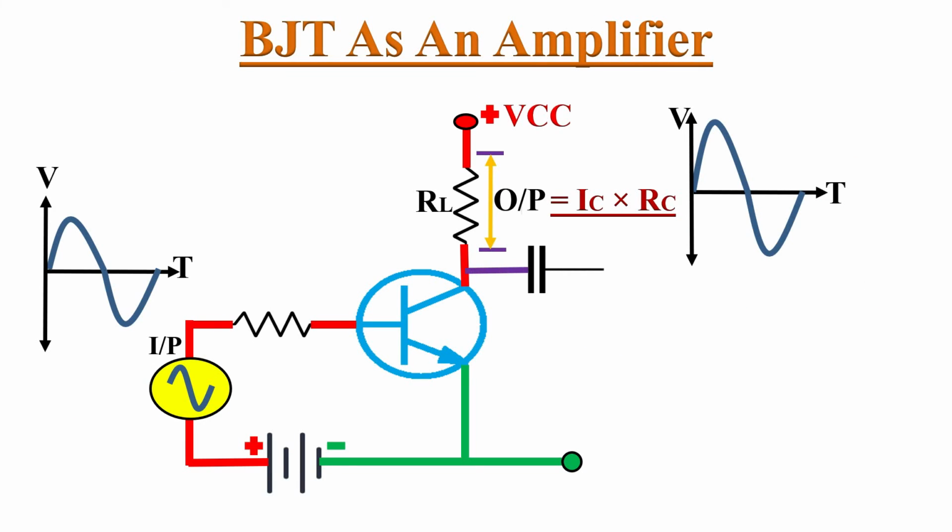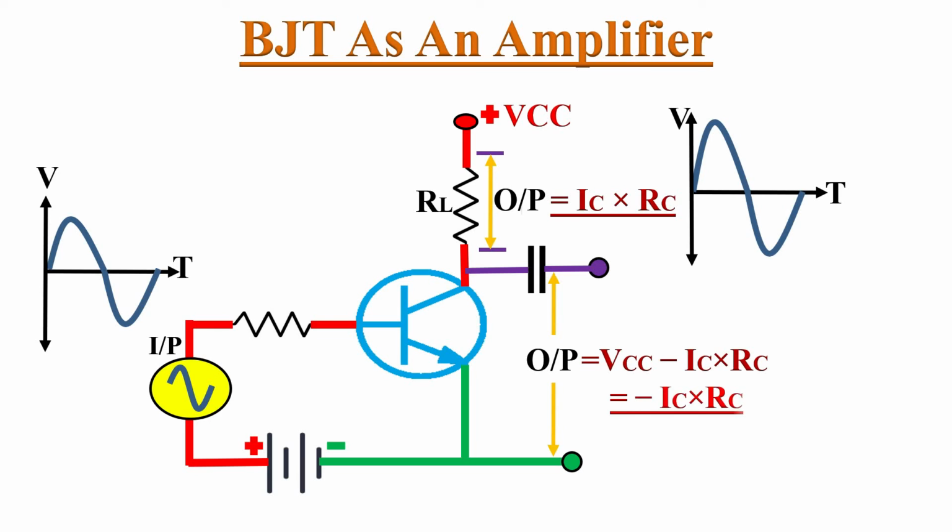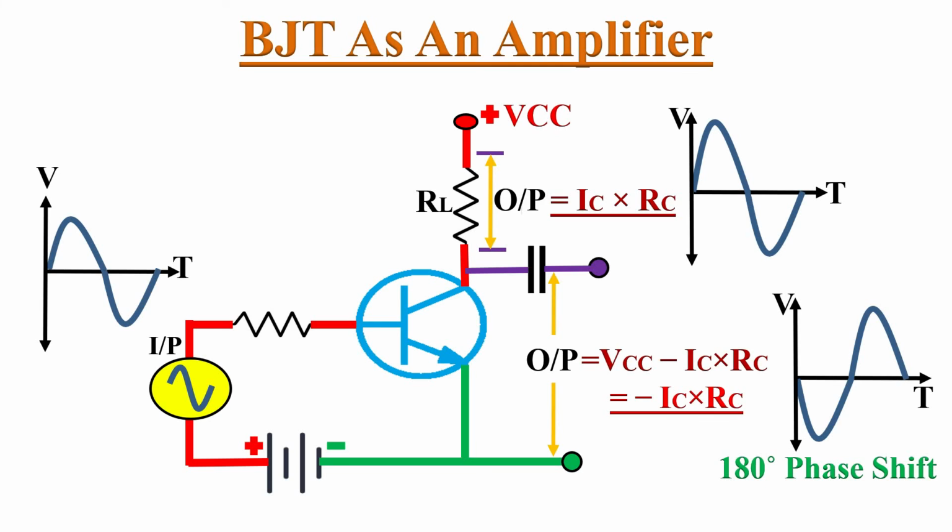The output can also be taken across collector and emitter of the BJT. Then output voltage equals VCC minus the voltage drop across this resistor, that is IC multiplied with RC. Here VCC is a direct voltage and cannot pass through this capacitor. Therefore, only the varying voltage, minus IC times RC, will appear across the output. The minus sign simply indicates the phase reversal. This method of taking output is used in multi-stage amplification, while the first method of taking output from the collector load is used only in single stage amplification.